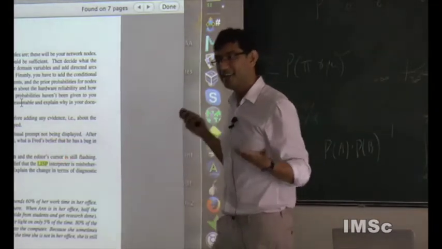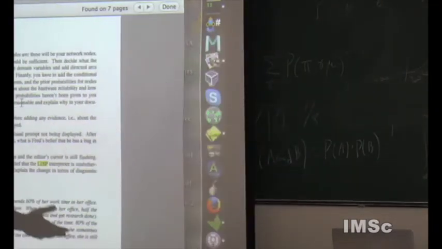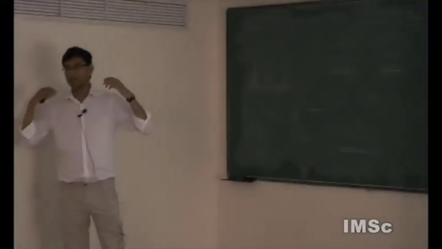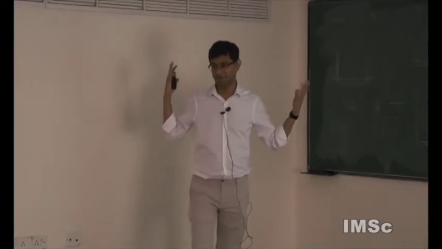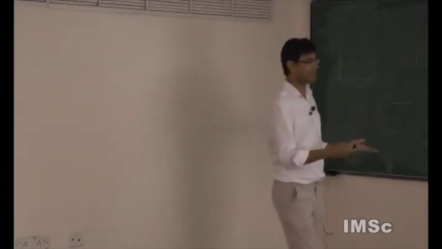The point I'm trying to drive home with this example is that even for very simple problems, our intuition about probabilities is not very good. This is just our problem of reasoning. We don't have good intuition of probability.